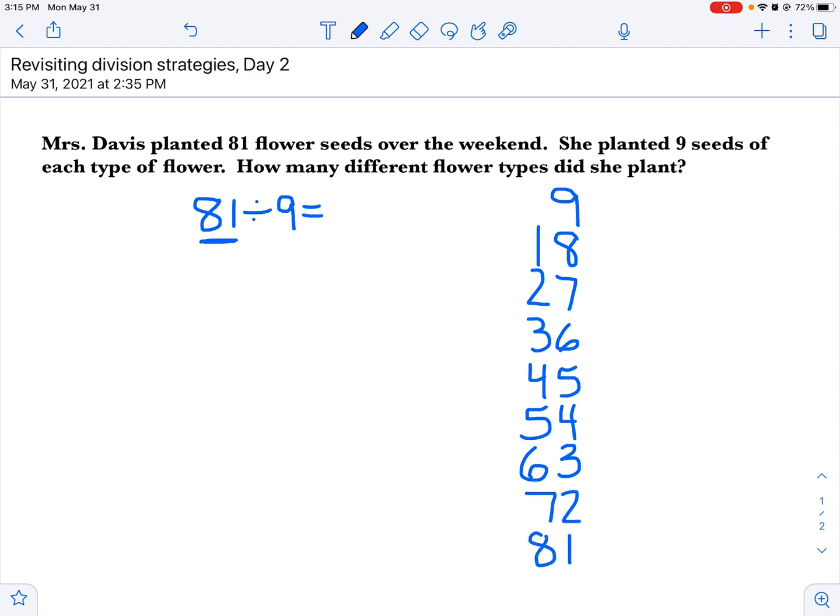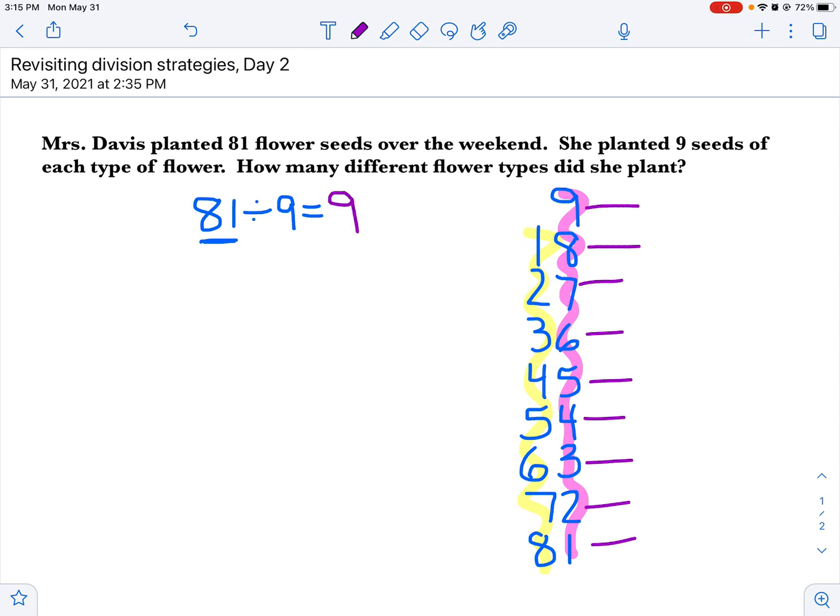72, 81. I wrote it vertically just because I like to see my pattern. 9, 8, 7, 6, 5, 4, 3, 2, 1 in the ones, and 1, 2, 3, 4, 5, 6, 7, 8 in my tens. So if I check how many times I skip counted by 9s, I went 1, 2, 3, 4, 5, 6, 7, 8, 9 times. So my answer is 9.